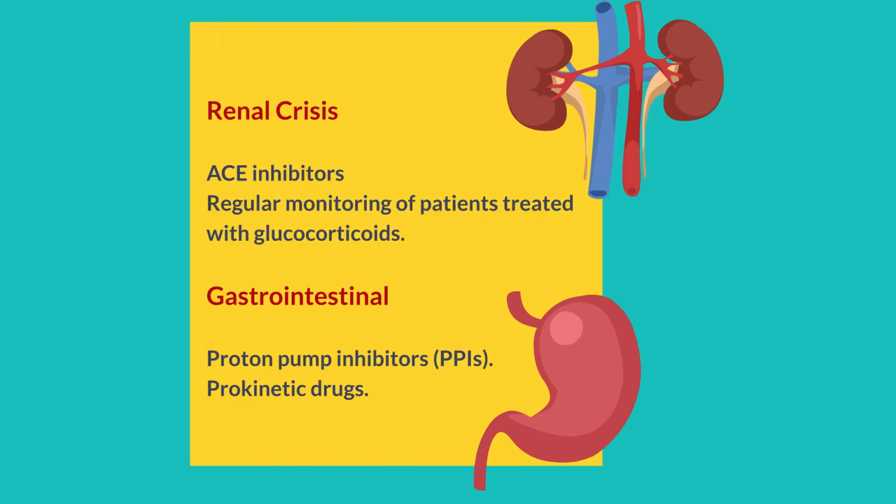4. Renal crisis. ACE inhibitors should be used immediately at the diagnosis of scleroderma renal crisis. SSc patients treated with glucocorticoids should have regular monitoring of blood pressure to detect scleroderma renal crisis.